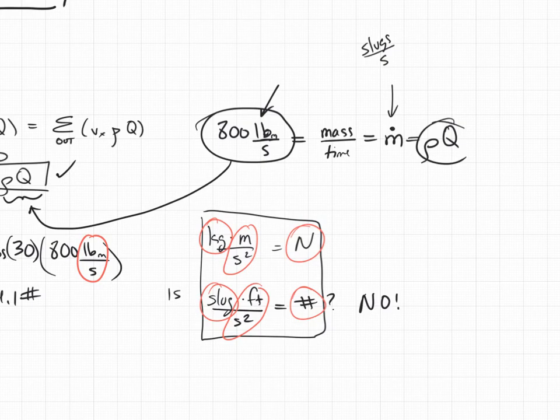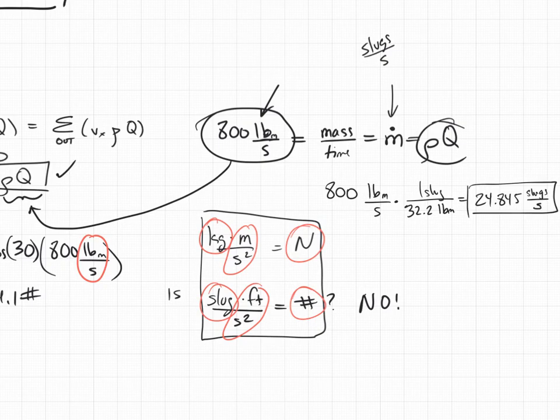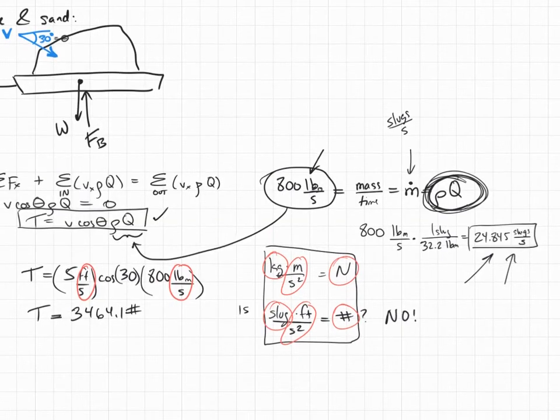Yeah, that's right. So what we're going to do is take this 800 pounds mass per second and multiply that by one slug per 32.2 pounds mass. So this is our rho Q right here, that we can plug in over here.